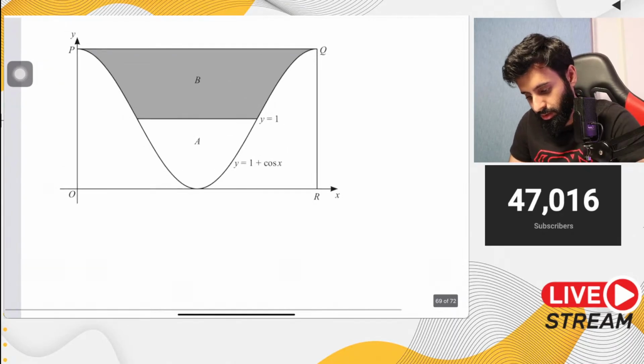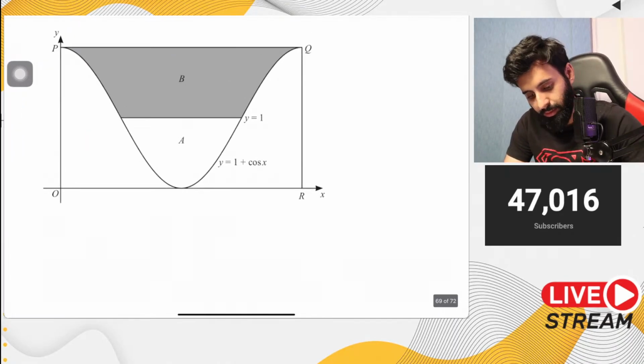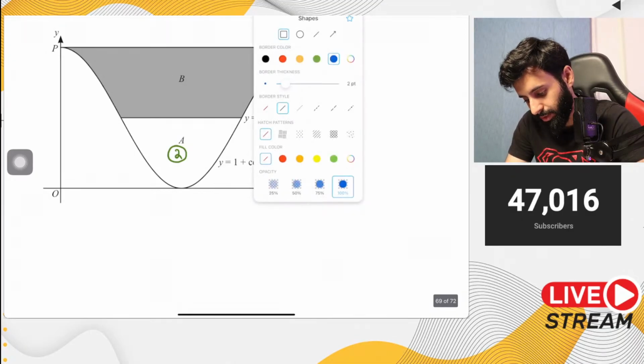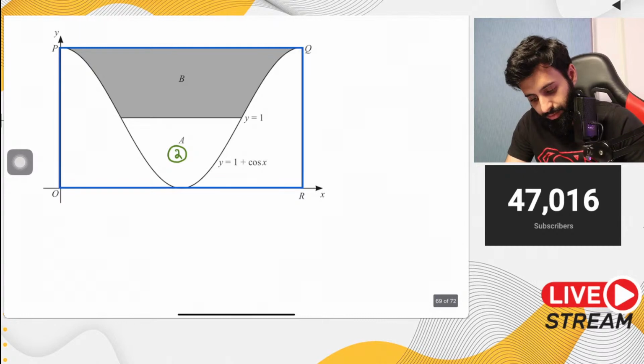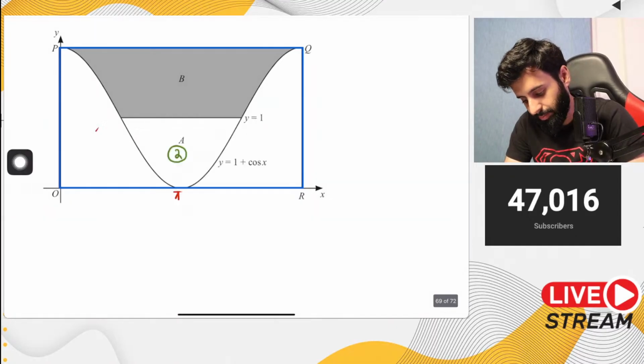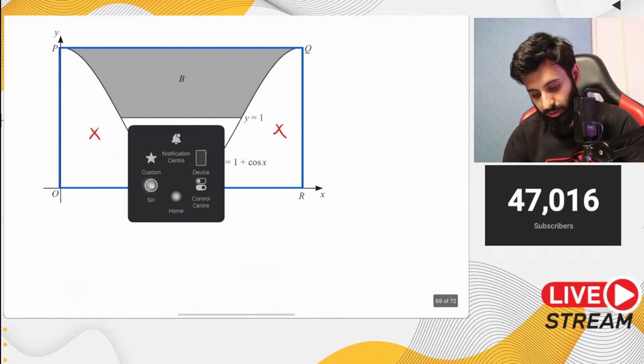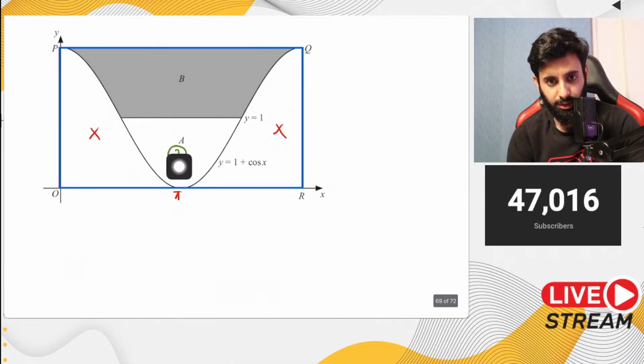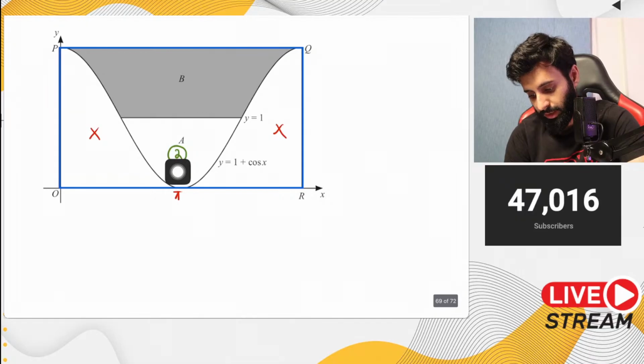In order to find the area of B, we notice that we already have the area of region A, which is equal to 2. Now to find the area of region B, we first have to find the area of the rectangle, and from it we subtract cos integrated within the limits 0 and pi. We'll multiply it by 2 as well, because there are 2 regions, and then we also need to subtract this 2 over here. So that's what I'm going to do now.